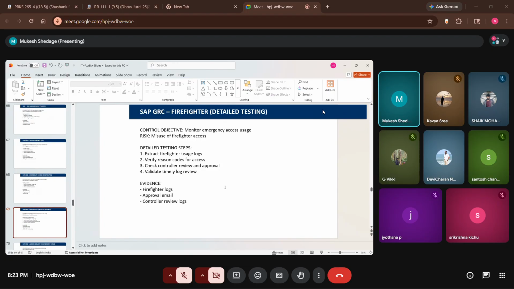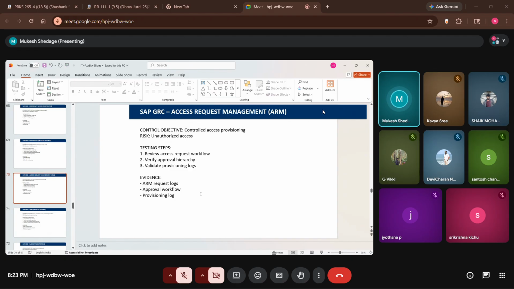No, sir. Clear? So these are the detailed steps. As I said, extract the usage, okay, and then do it.